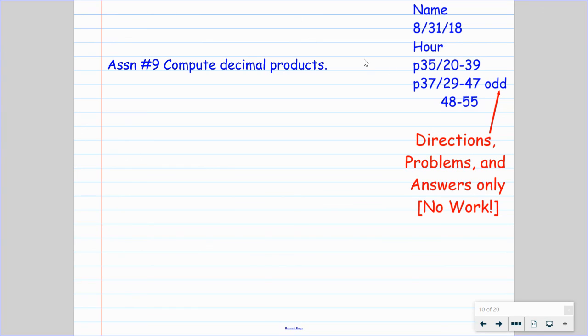And I am asking you right here for page 37, 29 to 47 odds. This is the mental math section, so only the directions, the problems, and the answers. Then when you get back to 48 to 55, go back. But again, if they're word problems, you do not need to write out the problem.